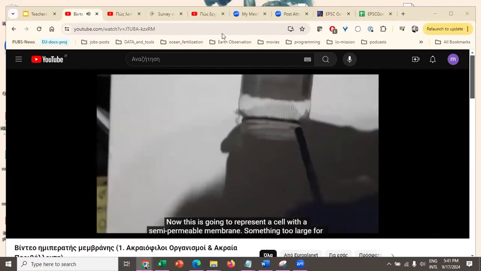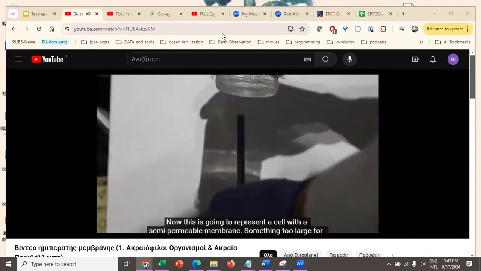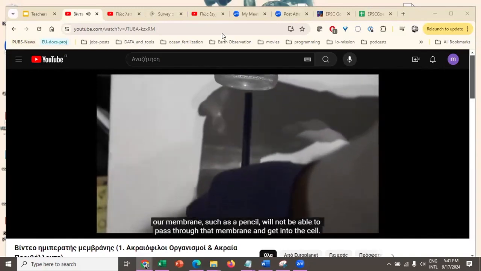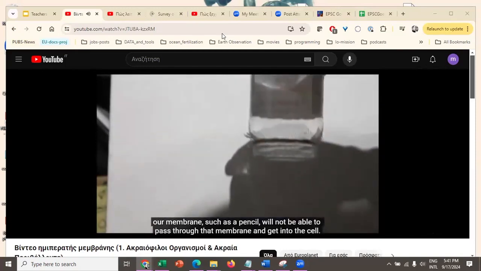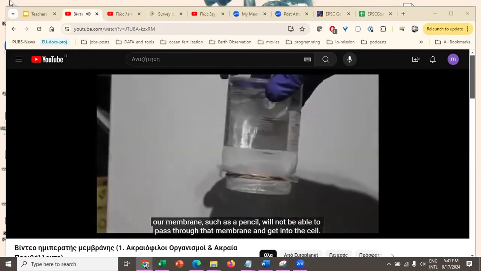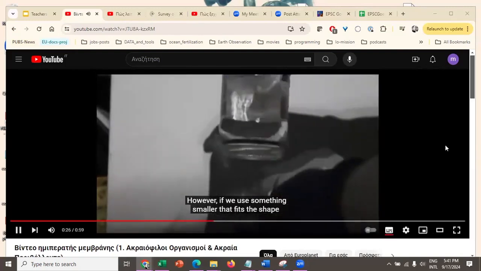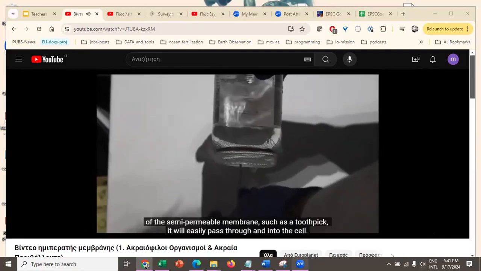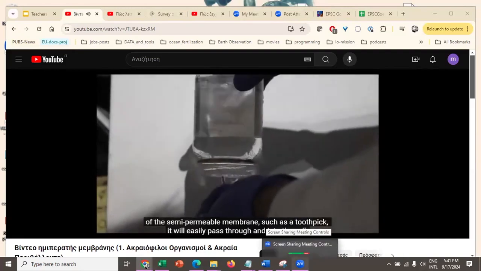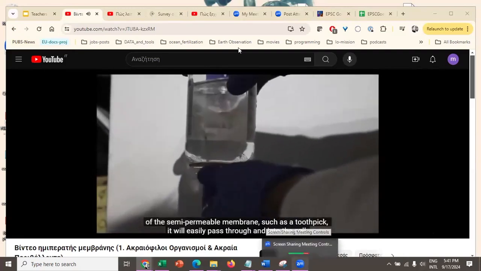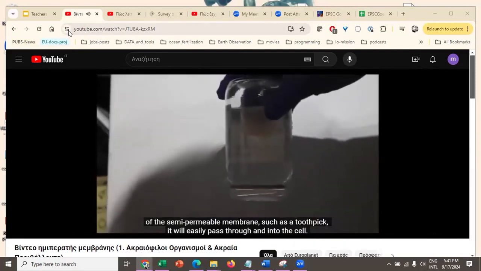Cell with a semi-permeable membrane. Something large for our membrane, such as a pencil, will not be able to pass through that membrane to get into the cell. However, if we use something smaller that fits the shape of the semi-permeable membrane, such as a toothpick, it will easily pass through and into the cell.